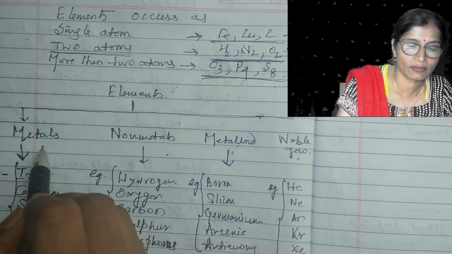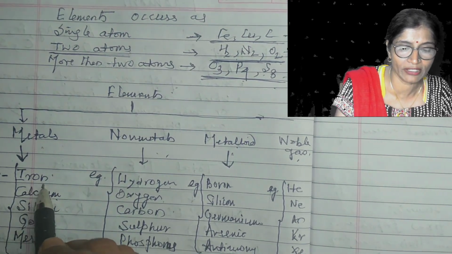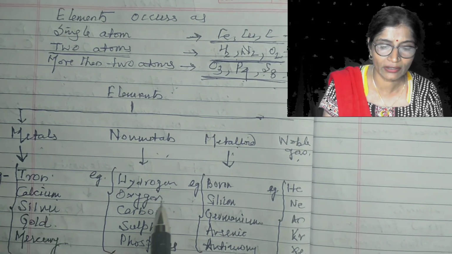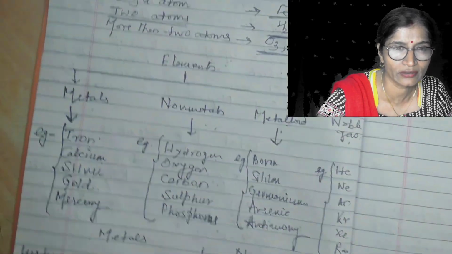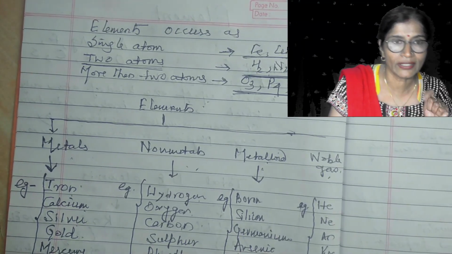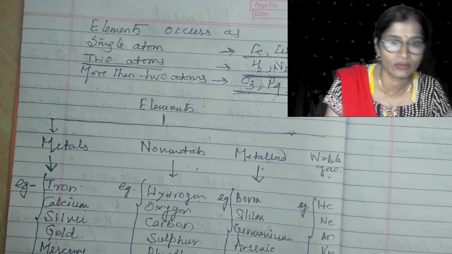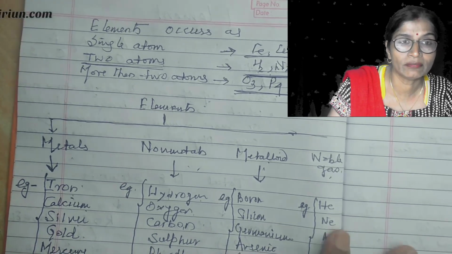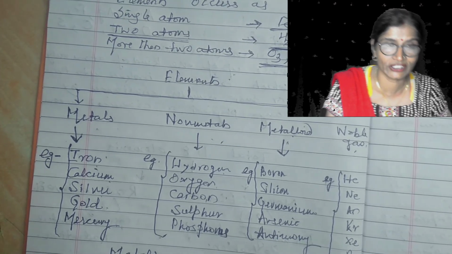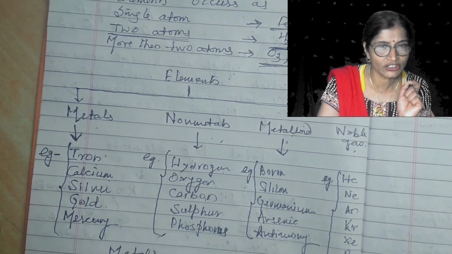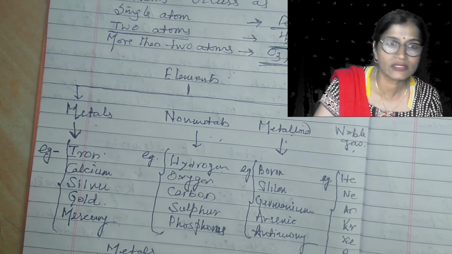Now first I will discuss metals and non-metals. Iron is a metal, silver is a metal, but carbon is a non-metal, sulfur is a non-metal. So how will you identify that this is a metal, this is a non-metal? Generally we think about the luster, meaning shiny appearance. So metals are lustrous, while non-metals are not lustrous.